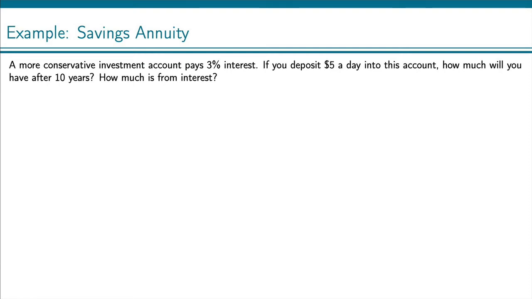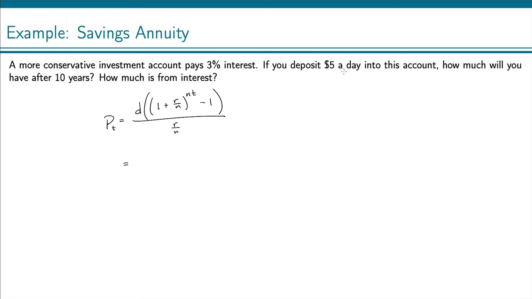Our savings annuity formula is P sub T equals D times (1 plus R over N)^(NT) minus 1, all over R over N. Let's go ahead and plug in everything that we know. D is the deposit amount. And here we're depositing $5 a day.